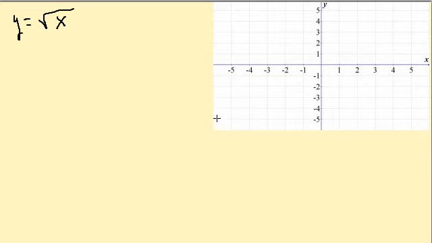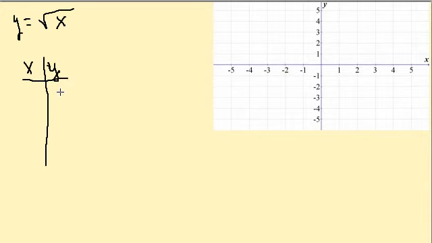Alright, now let's take a look at graphing square roots. And graphing square roots, we're just going to pick points again, but the key to it is let's pick the right points. Now whenever you're graphing a square root, we want to make an XY table.